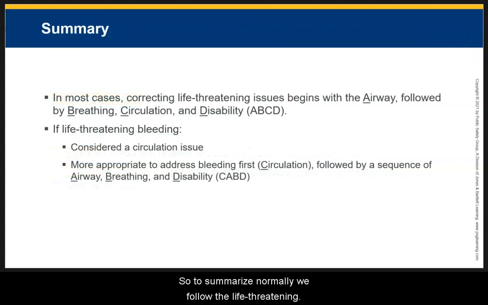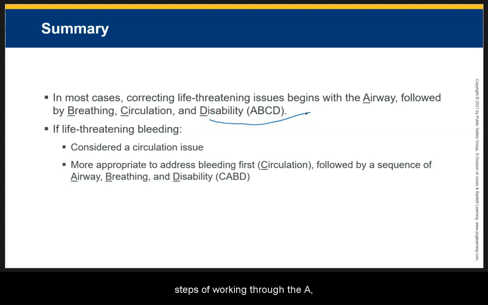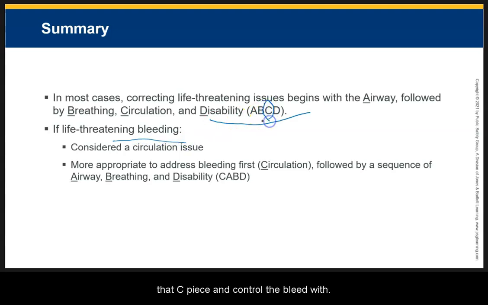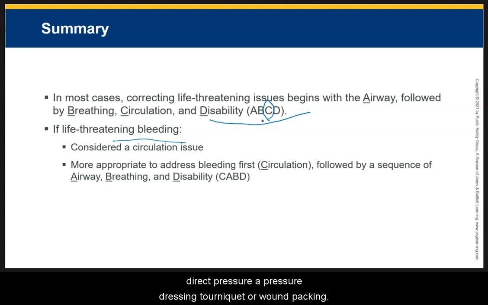So to summarize, normally we follow the life-threatening steps of working through the A, B, C, and D: airway, breathing, circulation, and disability. If we have a life-threatening bleed, we're going to prioritize that C piece and control the bleed with direct pressure, a pressure dressing, tourniquet, or wound packing.